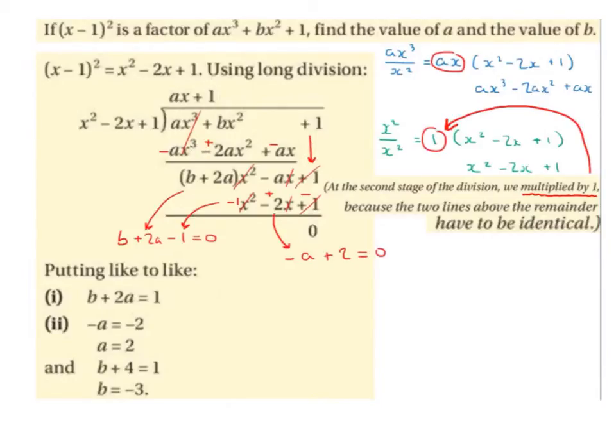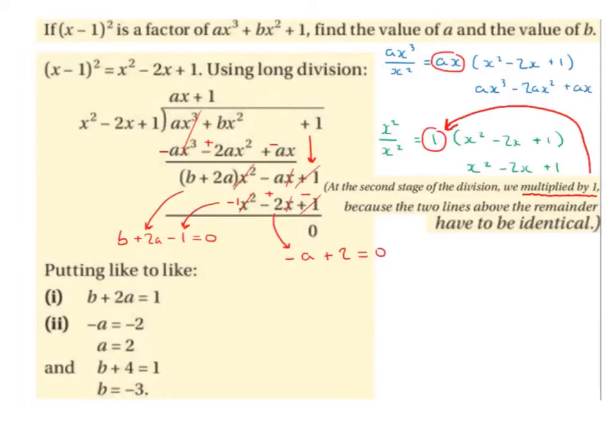Then we change our signs. What I've written in red is the new sign. These cancel. We have bx squared plus 2ax squared. We're going to factorize, taking out x squared as the highest common factor. X squared into bx squared leaves us with b, so b goes in the front of our bracket, and x squared into plus 2ax squared leaves us with plus 2a. We bring down the minus ax, and we bring down the plus 1. So we have b plus 2a times x squared, minus ax plus 1.